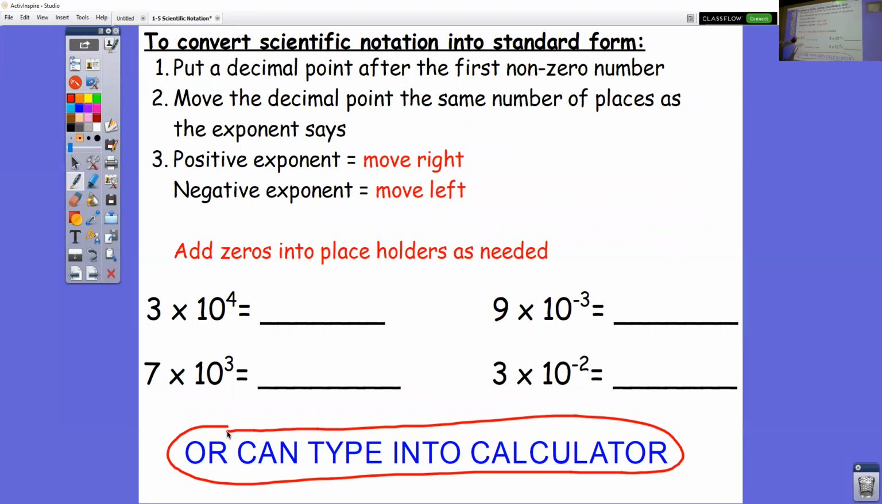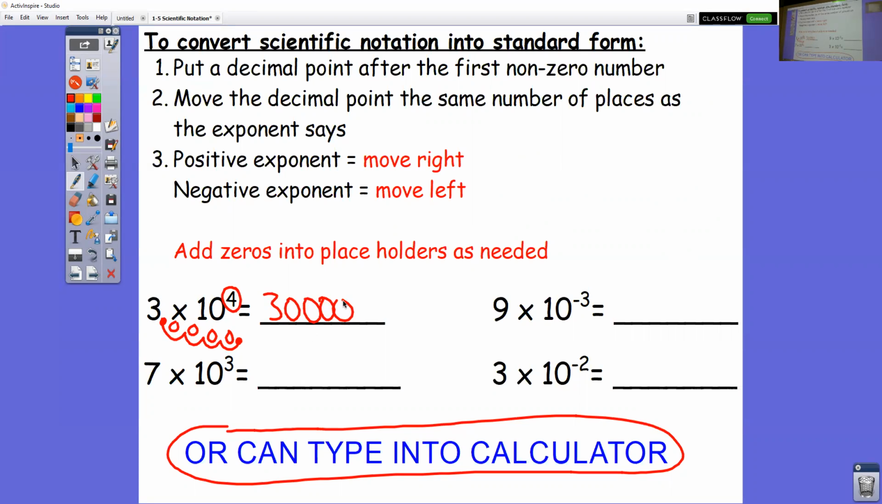So 3 times 10 to the 4th. We could put a decimal point after our first non-zero number, and then whatever our exponent is, that's how many places you're moving the decimal point. It's a positive number, so we want to make the number bigger. 1, 2, 3, 4. So this is where our new decimal point is. Fill in our placeholders with zeros. So we have the number 30,000.